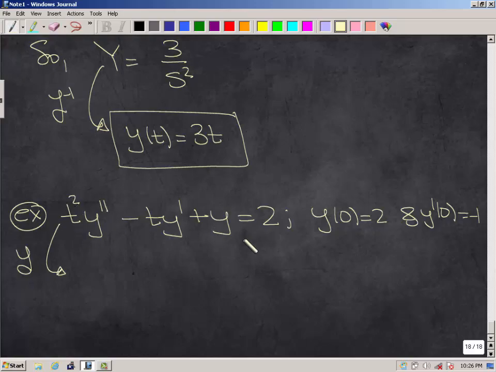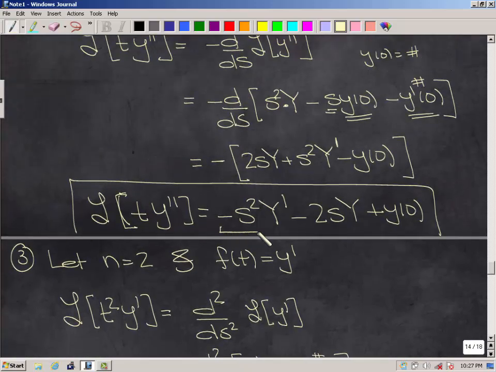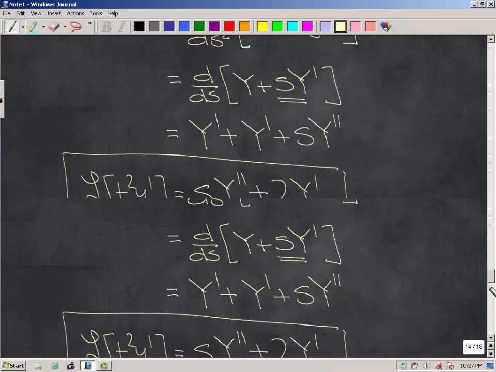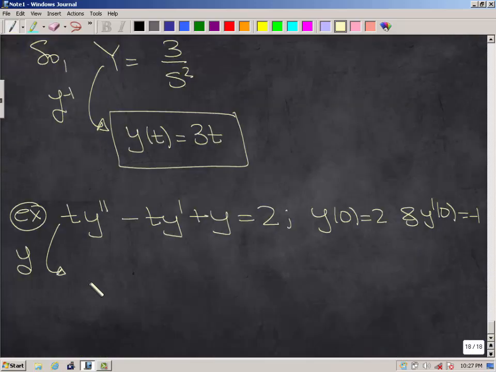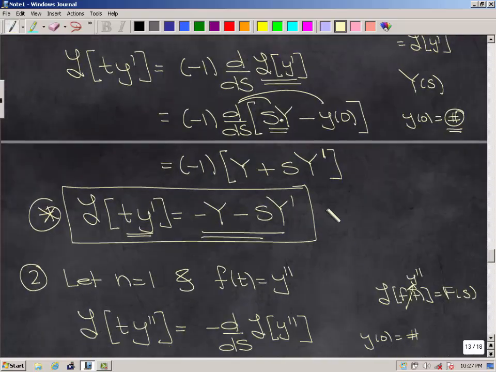If this was a t squared, it would be Cauchy-Euler, but right now it's not Cauchy-Euler. So what is t times y double prime? I did that for you. T times y double prime right here, it's all of this. Okay, so I'll use that. So we end up with negative s squared of big Y prime, minus 2s times big Y plus y of 0. That's what that was. This also we just used a minute ago. It was right here.